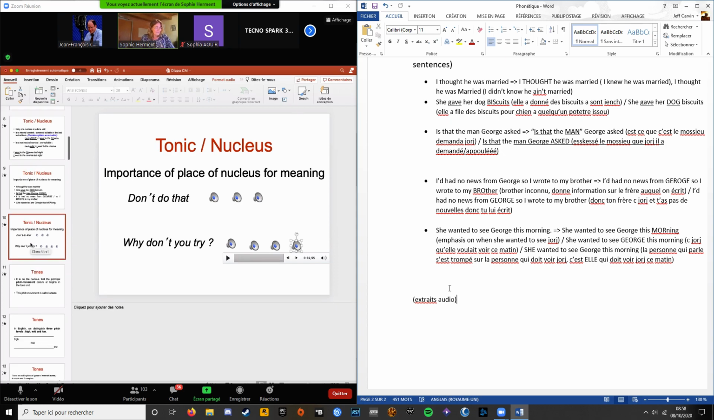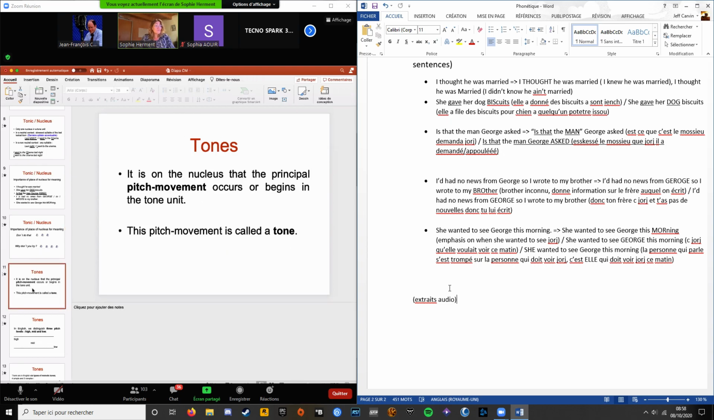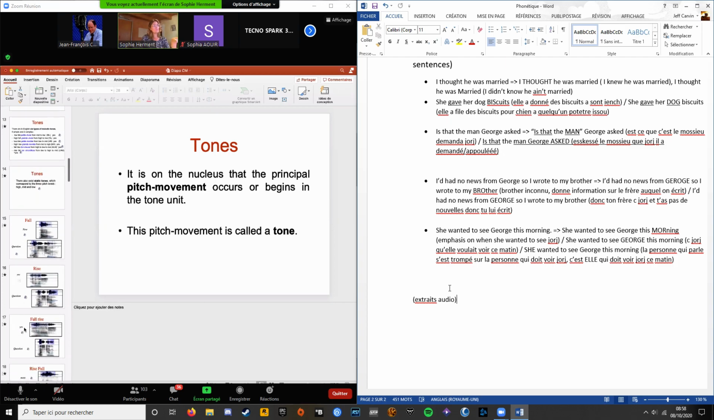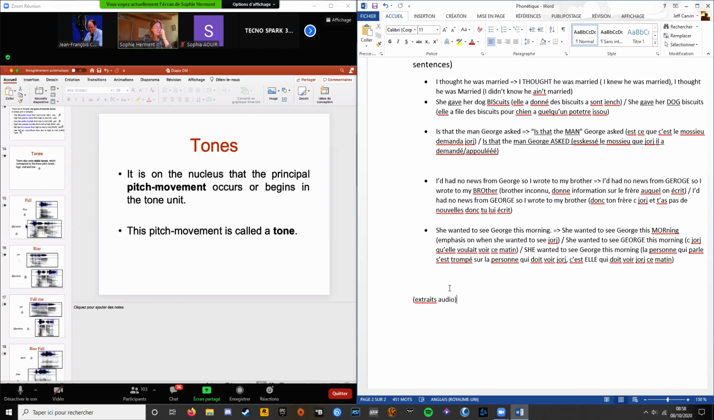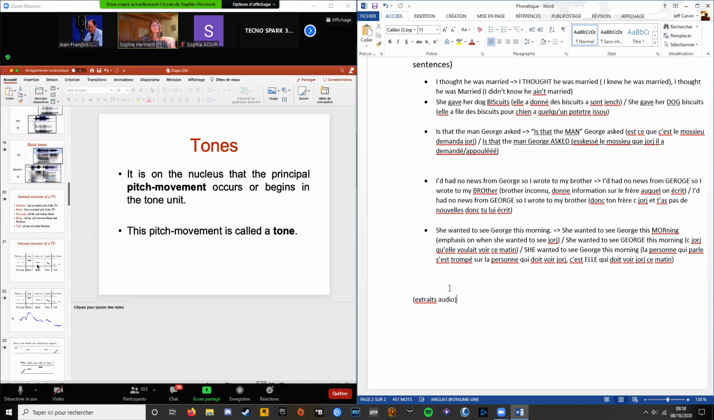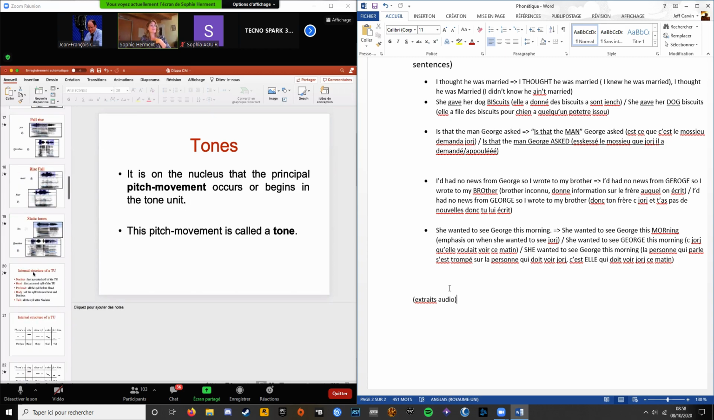So next week, I'll tell you about tones. I don't have time this week, but it doesn't matter. So we saw tone units and we saw tonics. And next week, I'll talk about tones and I'll show you the different tones you have in English as opposed to maybe tones we have in French. And maybe, I don't know if you see the slides here, but I'll play a few sounds and then I'll talk about the internal structure of a tone unit. So we'll do that next week.